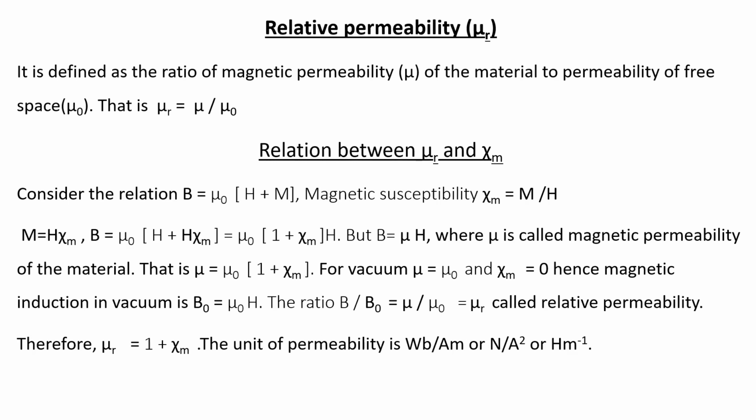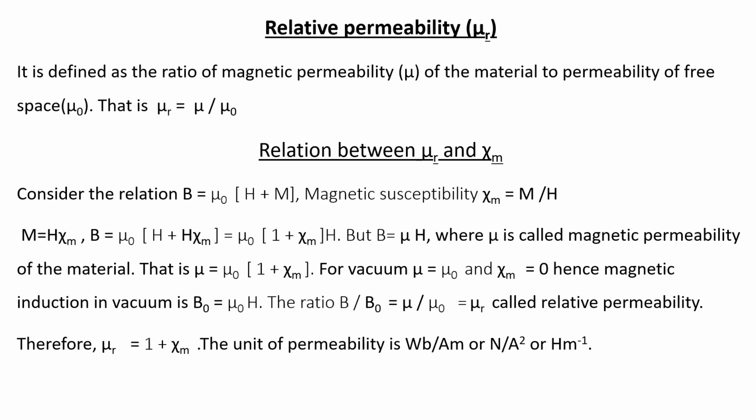Next is relative permeability, represented by mu R. The relative permeability can be represented as the ratio of the magnetic permeability of a material to the permeability of free space. The permeability of a material is mu, and the permeability of free space is mu 0. Therefore, the relative permeability mu R is equal to mu by mu 0.